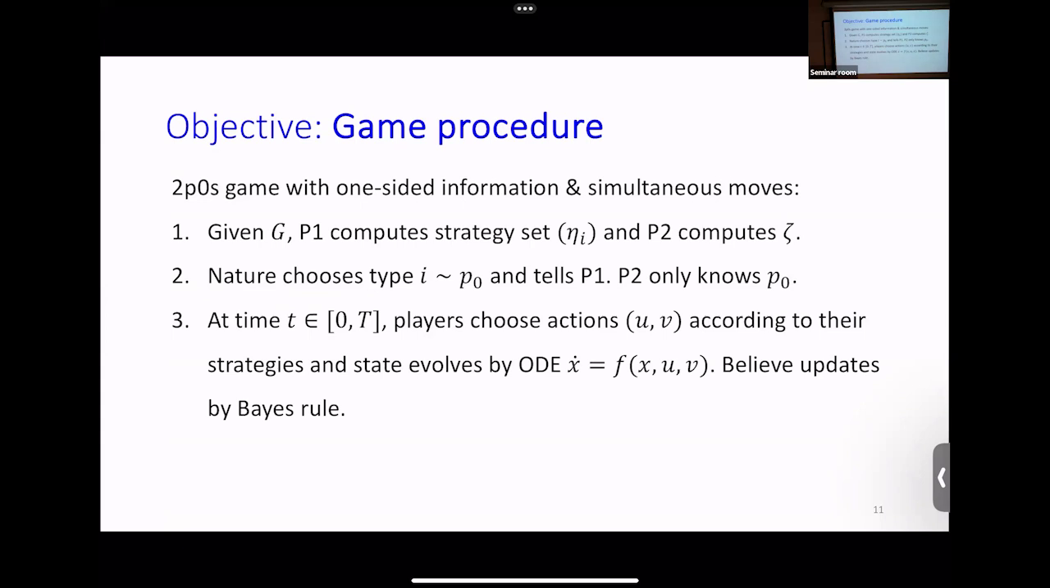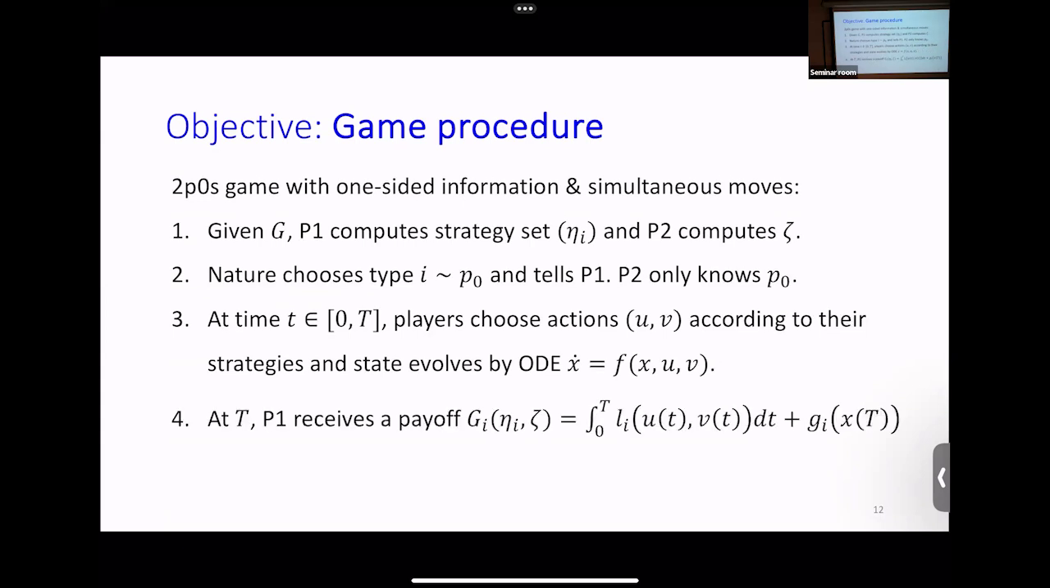And with these action pairs, you will evolve the state of the system according to some ordinary differential equation for control problems or for some Markov process if it's a discrete time version of the game. All right. And belief will be updated based on the Bayes rule accordingly. So both things are changing: the public state is changing, the public belief is also changing.